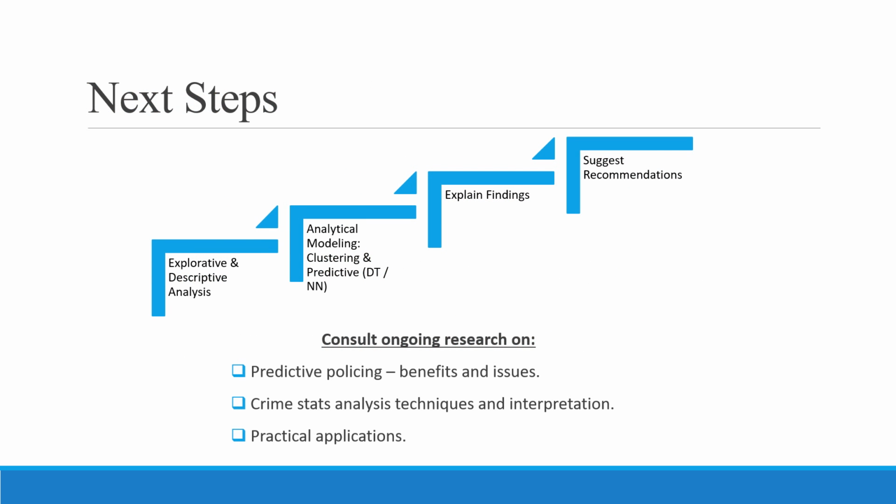The purpose of this presentation was to give an overview and an understanding of the first phase of the project. The next steps involve the exploration and descriptive analysis. Then we will move into the actual analytical modeling using the k-means clustering, decision trees, and neural networks, which will be an iterative process. Next, once we have the accuracy test completed and compare results, I will explain the findings, and then from those findings, formulate a list of suggestions for crime reduction solutions and give further recommendations.